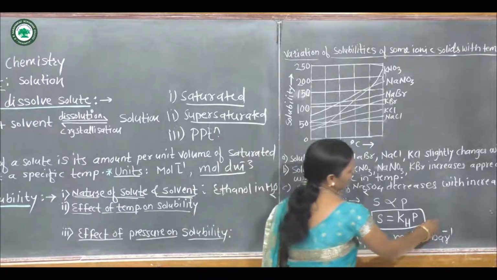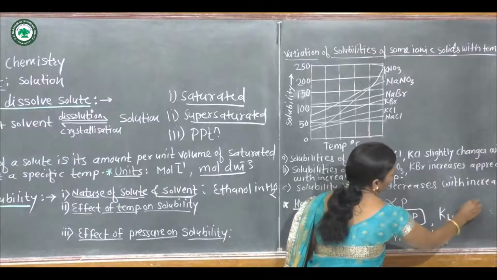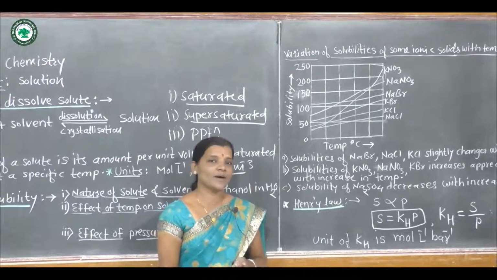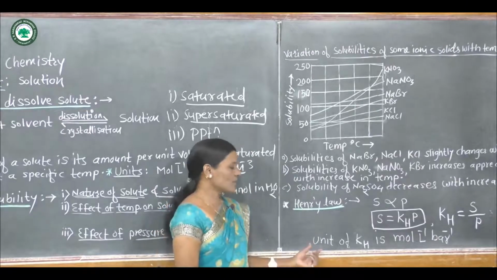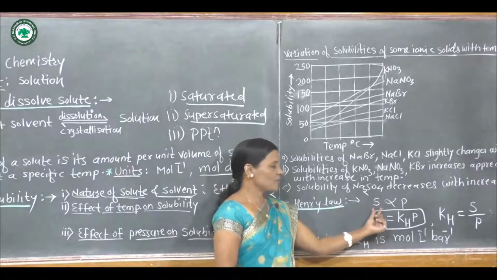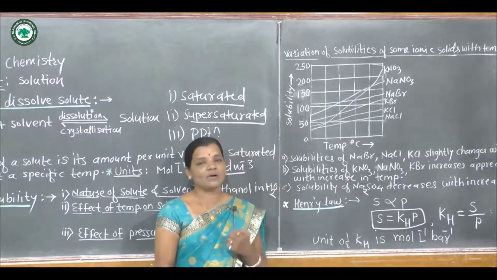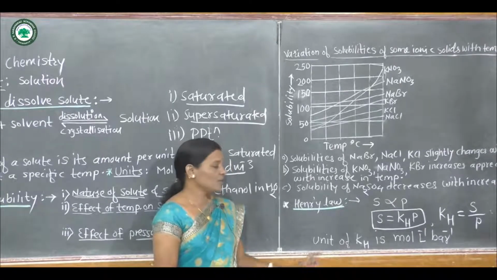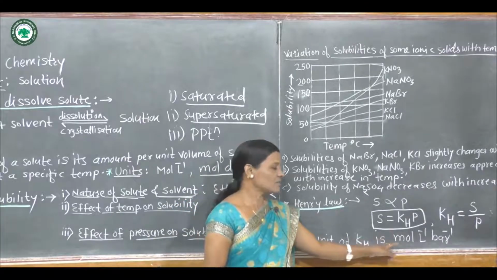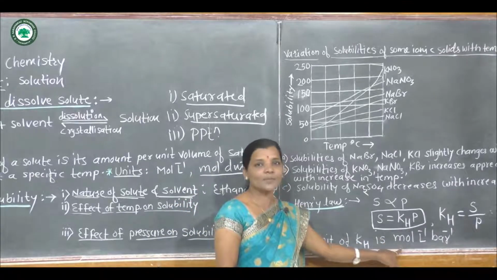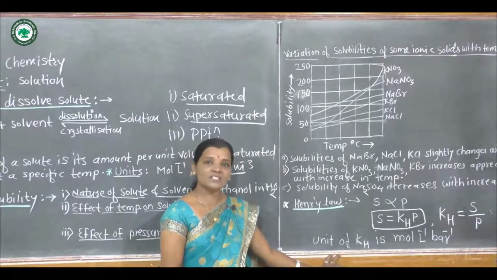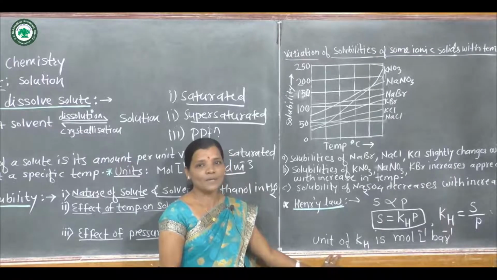We can write that equation as KH equals S upon P. KH is equal to solubility divided by the pressure of the gas. Now, if solubility is expressed in terms of mole per liter and pressure is expressed in terms of bar, then the unit for KH is mole per liter per bar. What is the unit of KH? That proportionality constant, also called Henry's constant, has the unit mole per liter per bar.